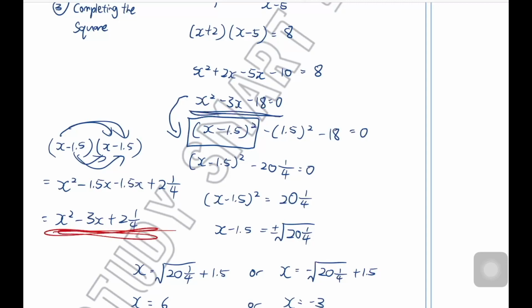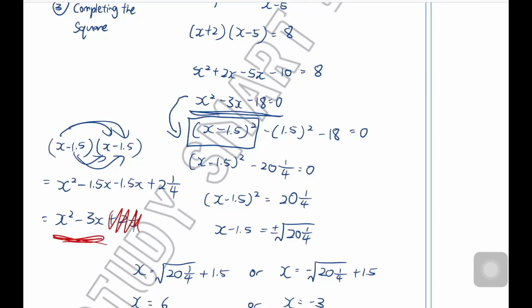So how do I let it be consistent? I take away essentially this 2 and 1 quarter. And how do I take away this 2 and 1 quarter? You subtract away this number square. By subtracting that, I am subtracting away my negative 1.5 times negative 1.5, this 2 and 1 quarter. And after subtracting it, this is what I'll be left with.